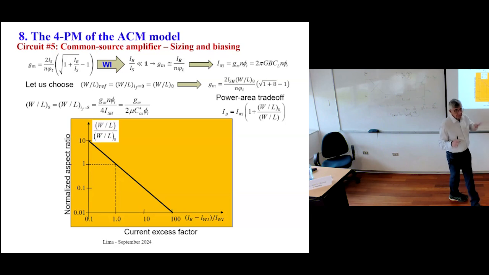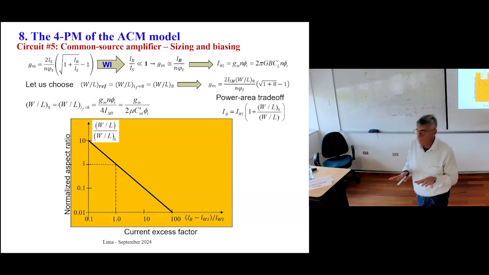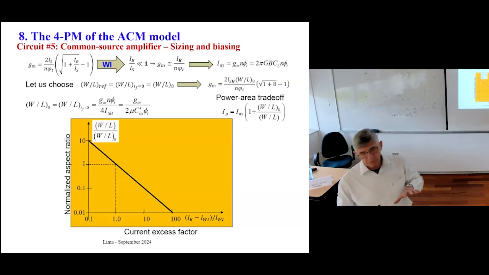Okay, but in this case here, I'm not showing the matching problem. I'm just showing a simple transistor, a simple amplifier, which contains just one transistor and one current source.